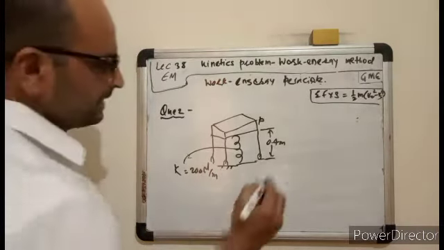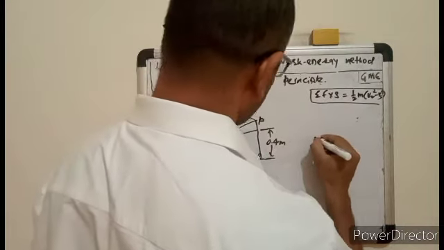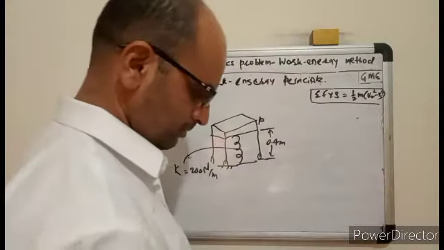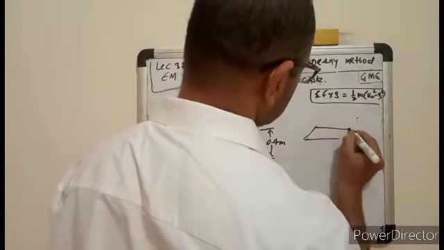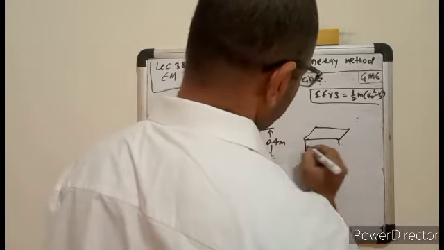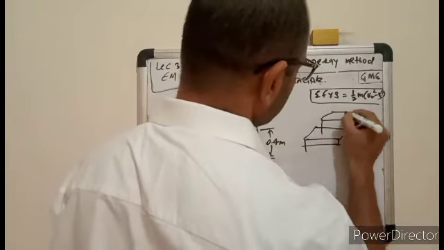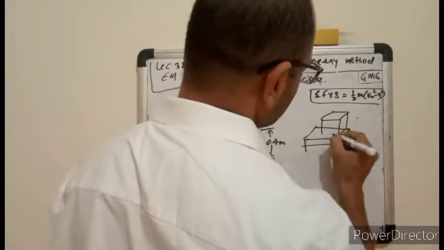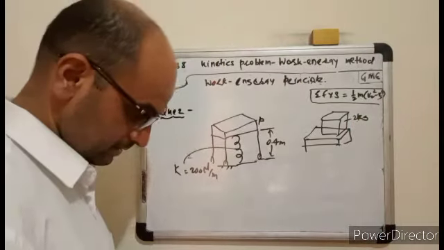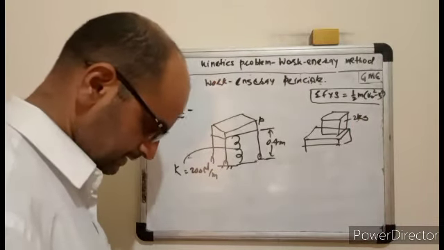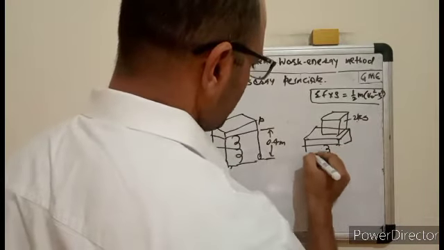Now in the next case, what happened? A 2 kg block is placed on this spring, and the spring is compressed, comes down. See, this platform is pressed by keeping one block on it. This block weighs 2 kg, okay? And this spring is compressed.